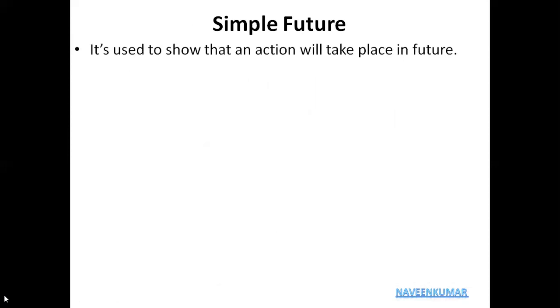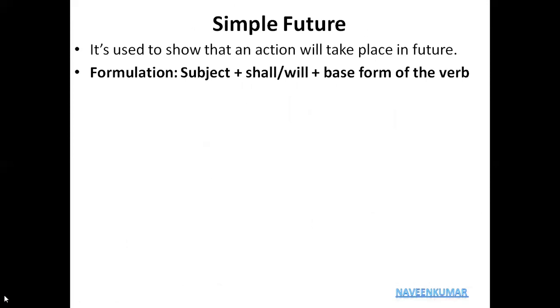Now move on to the third one, that is future tense. In future tense, the first one is simple future. When we use simple future, it's used to show that an action will take place in the future. Whenever we're discussing an action which will happen in the future, we use simple future. So what is the formulation? Subject, shall or will. That is the auxiliary verb that we use, shall or will. And the verb will be in its base form, the first form of the verb, as we use it in simple present tense. So let's see a few examples.